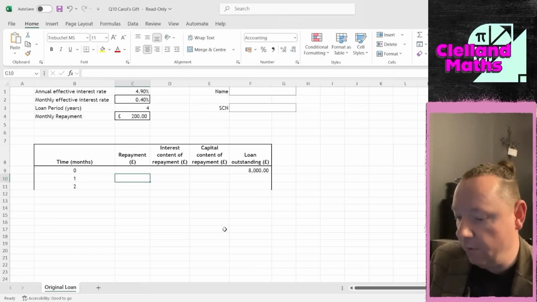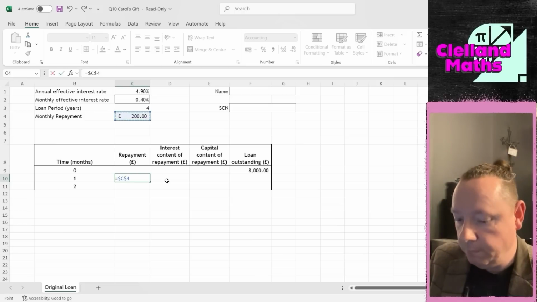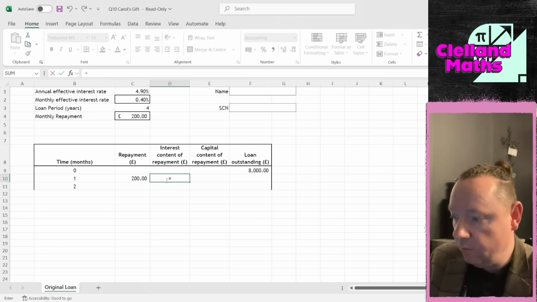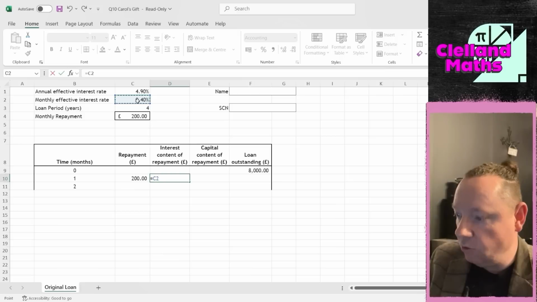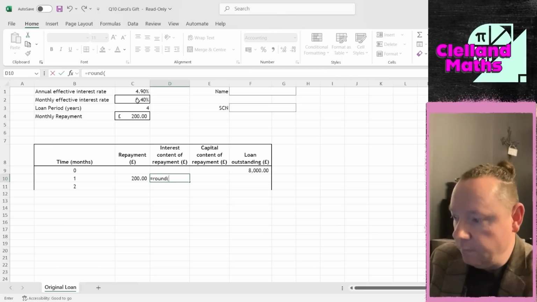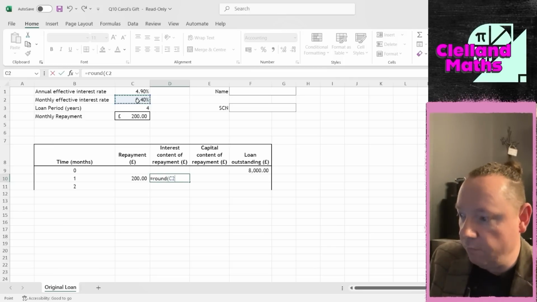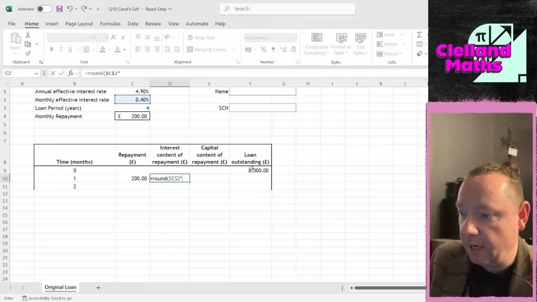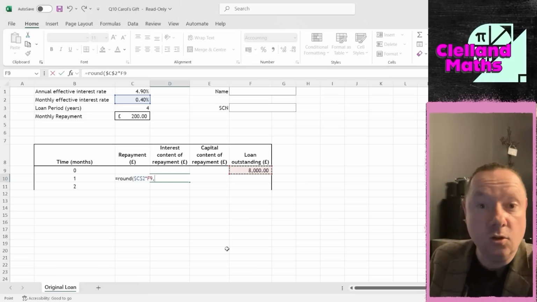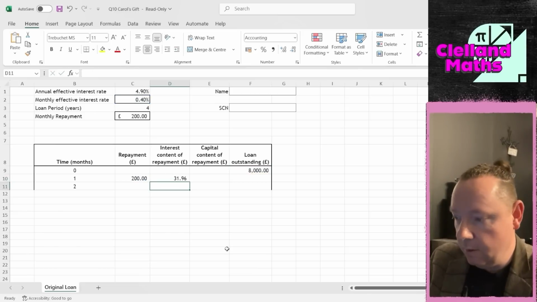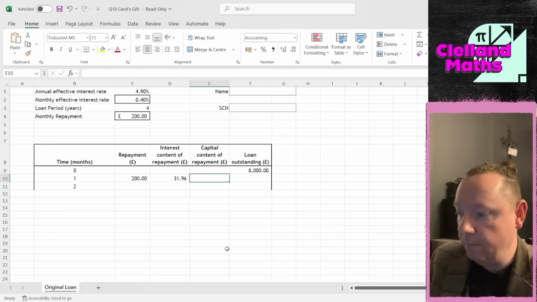So repayment, well, that equals our guess, and we dollar that, so F4. Interest content of repayment next. So that equals our monthly interest, dollared. But let's actually round first, remember. Round our monthly interest dollared times the loan outstanding, which is not dollared, and then it's comma 2 because I want 2 decimal places. That's the one that you round. So there's our interest content of repayment.